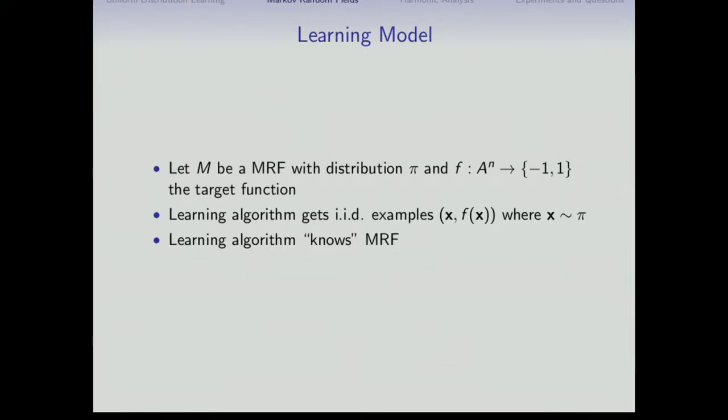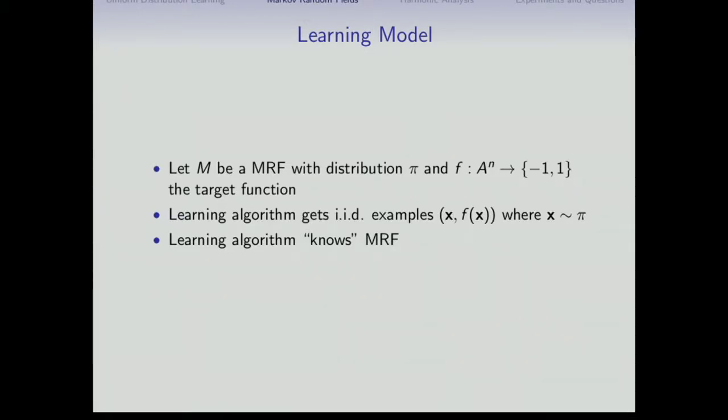Let me just briefly outline what the learning model here is. There's some Markov random field M, and pi is the distribution associated with this Markov random field. And there's some unknown target function defined on the domain A to the n. Let's say it's a Boolean function. The learning algorithm can get IID examples drawn from the distribution pi of the MRF. And in addition to this, we'll also assume that the learning algorithm knows this Markov random field in some way.